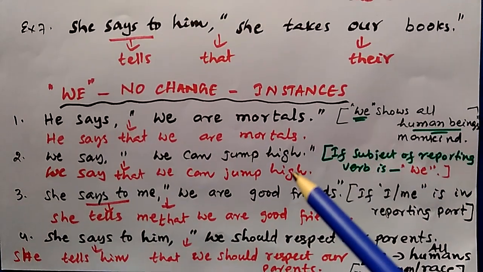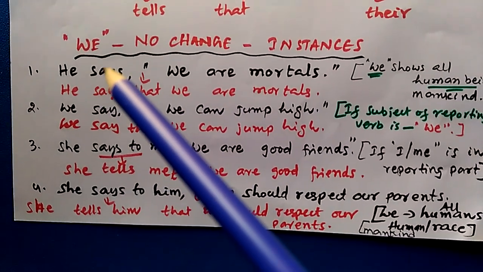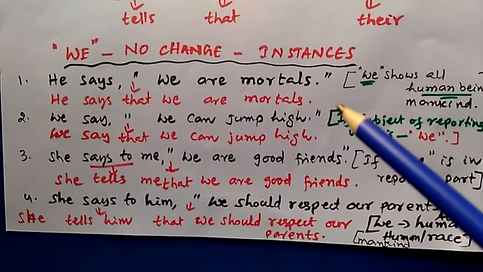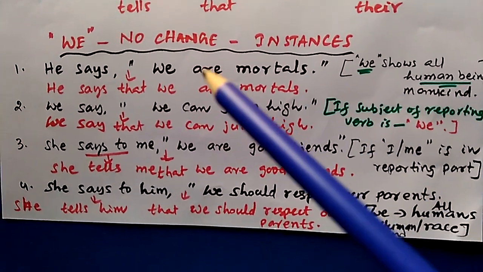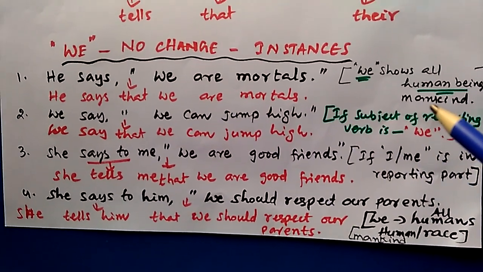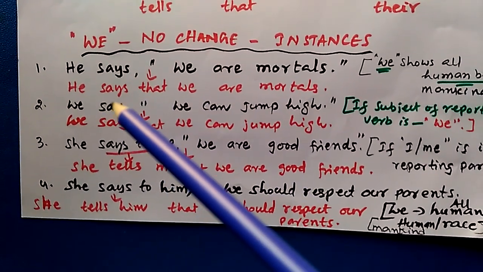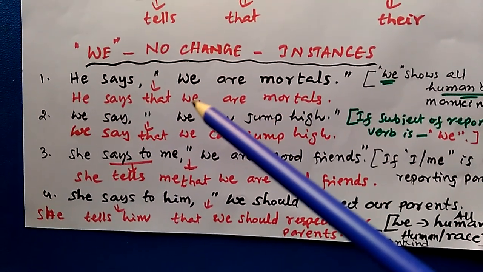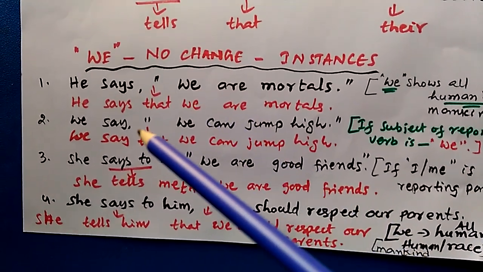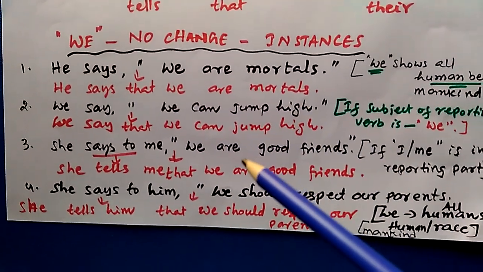Well, friends, now let us see another point, that is, we need not change we in some instances. What are they? Look at this one. If we refers to the mankind, that means we refers to all human beings, then we need not make any changes. "He says, we are mortals." Here we refers to mankind. So we can keep we as it is. So the answer will be: he says that we are mortals.